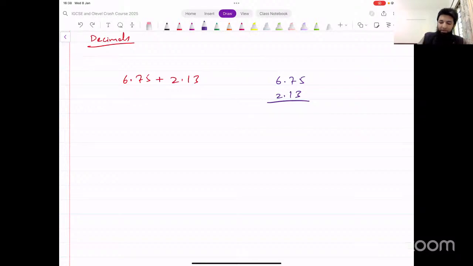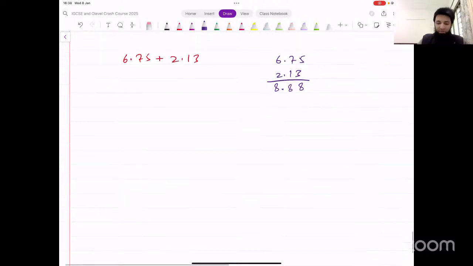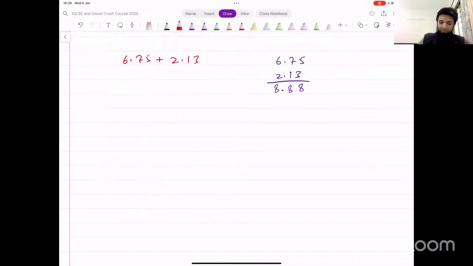5 plus 3, that is 8. 7 plus 1 is also 8. And 6 plus 2 is 8. And you have the decimal at the same place. That's 8.88. Okay, now in this case, we had the same number of decimal places in both of them. However, if you have something like this, in which the number of decimal places is not the same, what do you do in that case?